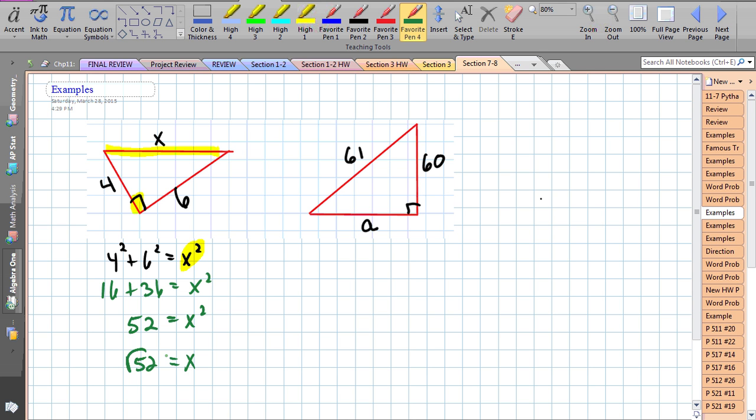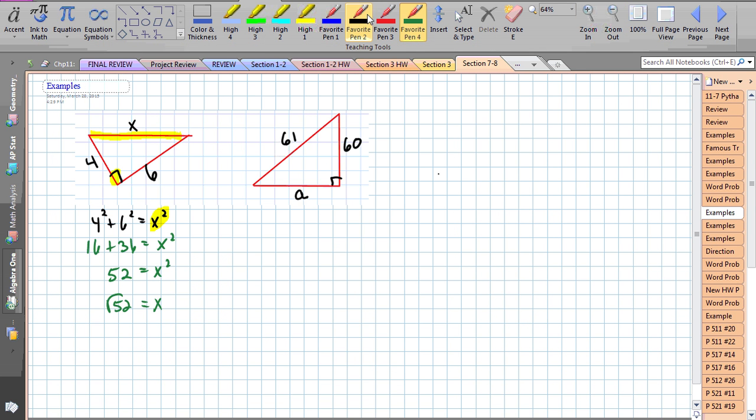If you left your answer like this right now, it's not good enough, because the square root of 52 can be simplified. It turns out radical 4 times radical 13 is radical 52. So when we simplify this, this becomes 2 radical 13. Technically it's plus and minus, but in the context of this problem, we only have one solution here, and that's the positive one, because the length of x can't be negative.